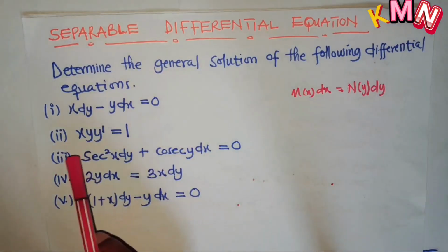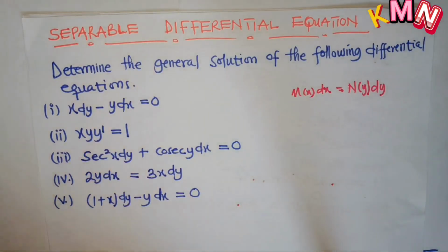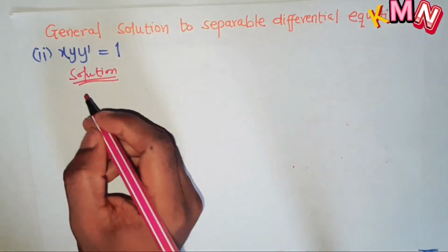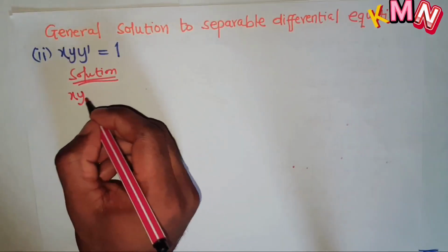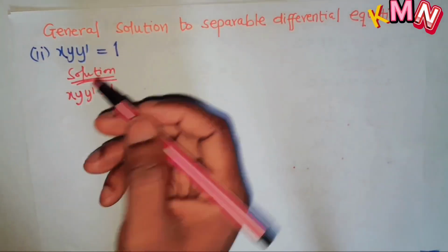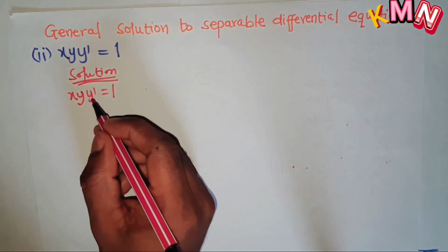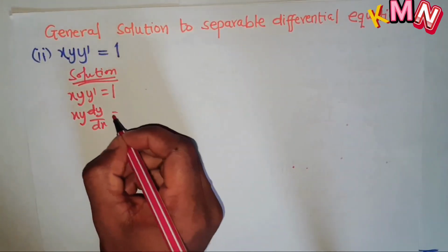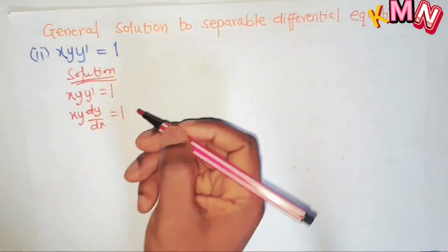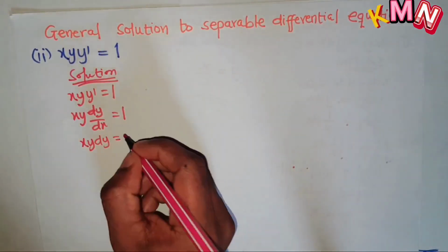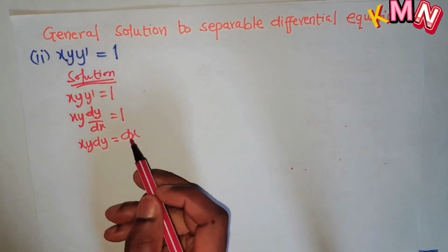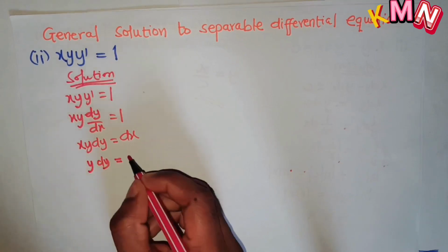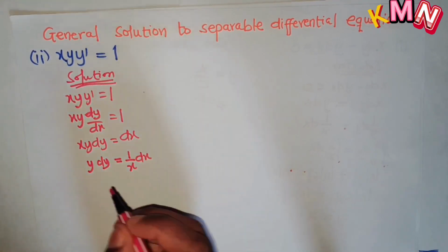Now, our second example, we have x y prime equals 1. So let's look at how we solve that one too. In this problem, we're given x y prime equals 1. You can see clearly that we need to convert this one to the dy/dx form. So that is going to be x y dy/dx equals 1. Let's multiply here by dx, and we get x y dy equals dx. We can take this x to the other side by dividing, because they are multiplying. So in that case, we get y dy equals 1 on x dx. The separation has been done.